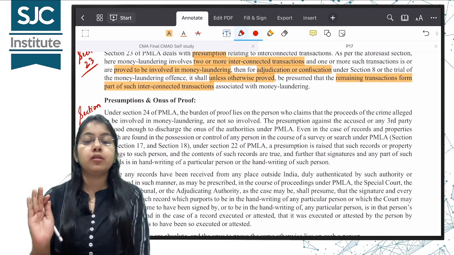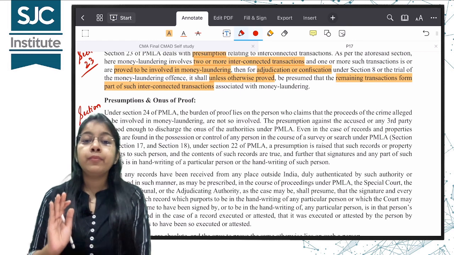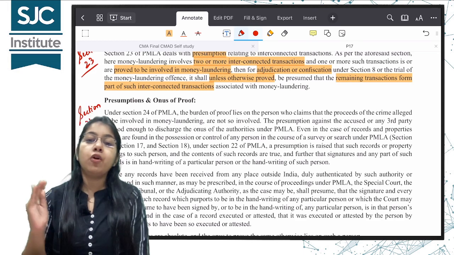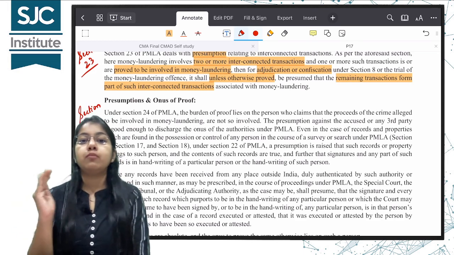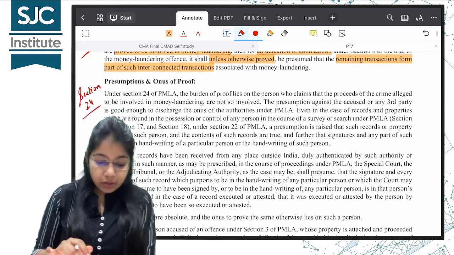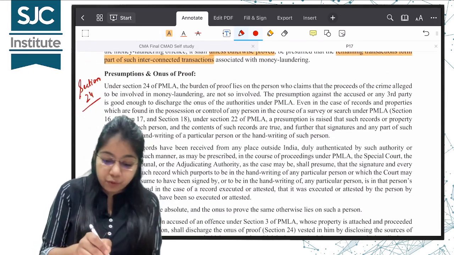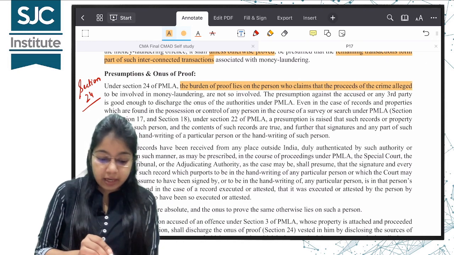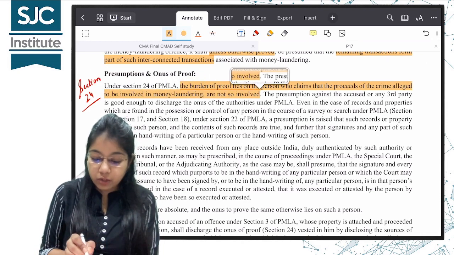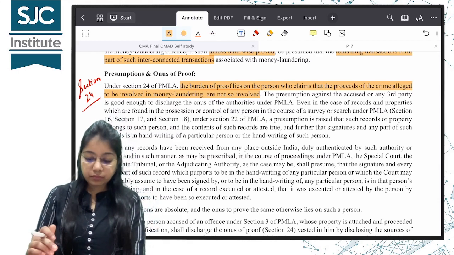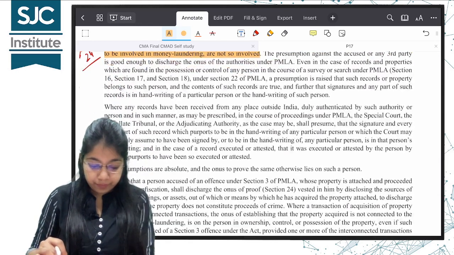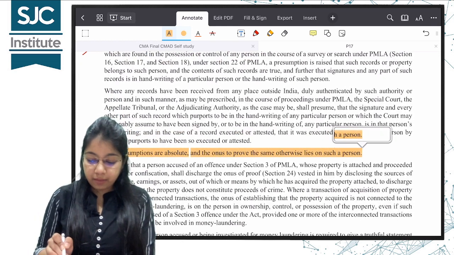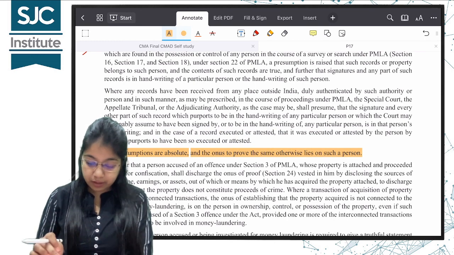The person who has been suspected to be guilty of an offence, which is an offence as per the schedules of the Money Laundering Act, that person will be required to prove that I am not guilty of such offence or these proceeds of crime do not belong to me. Clear? So, under section 24 of the PMLA, the burden of proof lies on the persons who claim that the proceeds of the crime alleged to be involved in money laundering are not so involved. Clear? The presumptions are absolute and the onus to prove the same otherwise lies on such person.